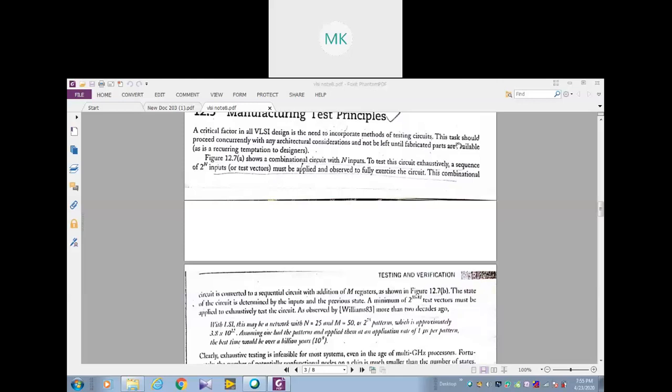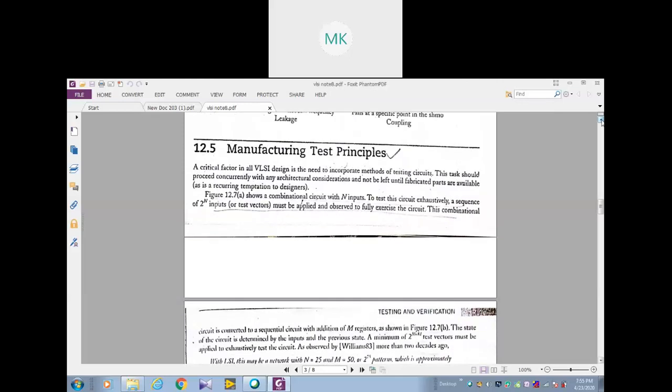Hello everyone. Our next topic is manufacturing test principles. So see this diagram.